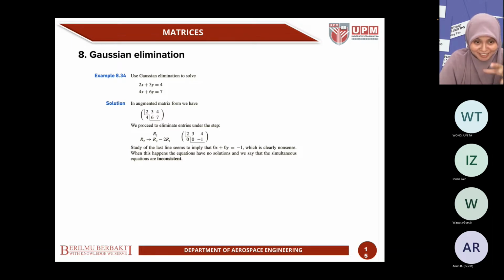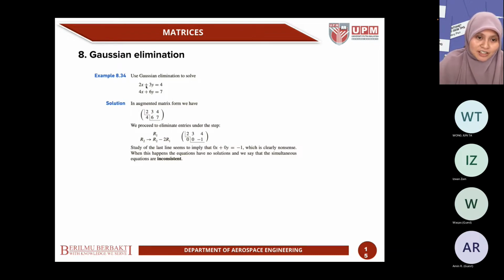Next, again, another method to solve linear algebra equations using matrices is Gaussian elimination. Maybe you are already familiar with this one, but maybe you don't know the name of the method. It's called Gaussian elimination. For example, we have two linear algebra equations: 2x plus 3y equals 4, 4x plus 6y equals 7.